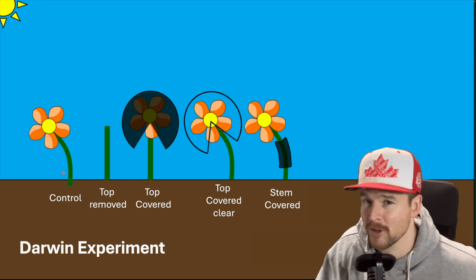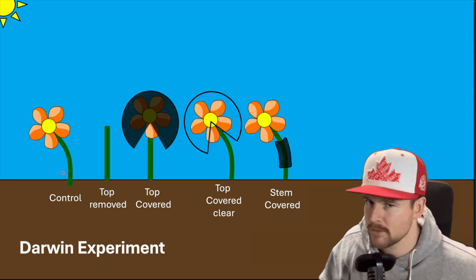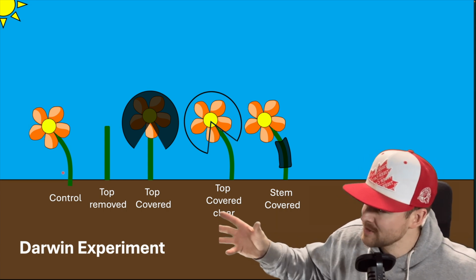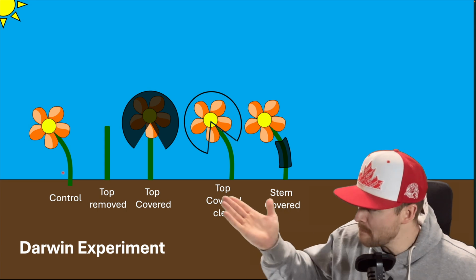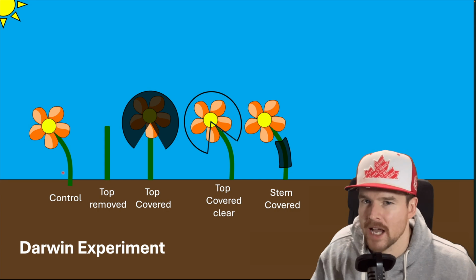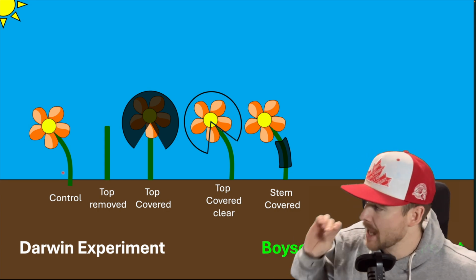So basically what we get from all of these different experiments is it seems like it has to do with the top, and it seems like it has to do with light. So how's that happening? The top seems to be sending a signal to the stem to bend it towards the sunlight. So our next experiment wants to look a bit closer at that. It's the Boysen-Jensen. I'm going to move over to the other side.